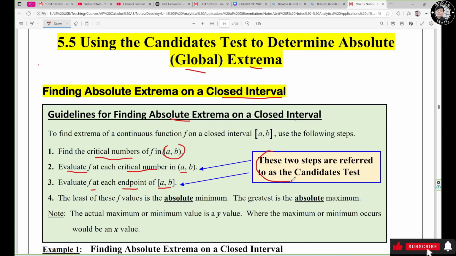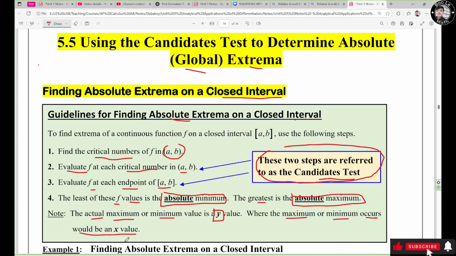Note that these two steps are referred to as the candidate test. Now, step number 4, make a conclusion. The least of these f values is the absolute minimum, or global minimum. The greatest is the absolute, or global, maximum. Note that the actual maximum or minimum value is a y value, where the maximum or minimum occurs would be an x value.